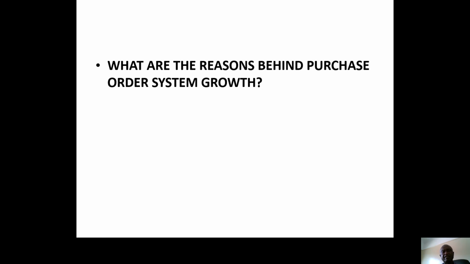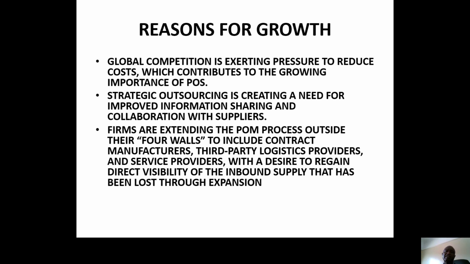What are the reasons behind the growth of purchase order? There must be many reasons. And what are these reasons? Try and write them down. And then compare with what I have here. Global competition. You can't run away from it. It's there to stay. Right? The pressure is to reduce costs, which contributes to the growing importance of purchase order.